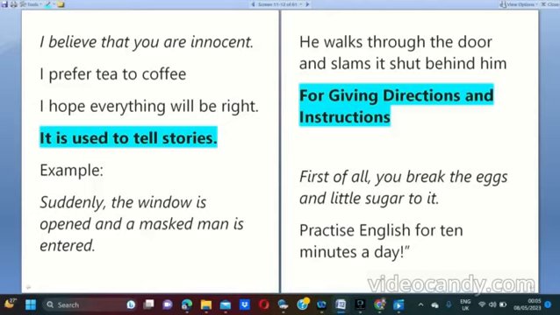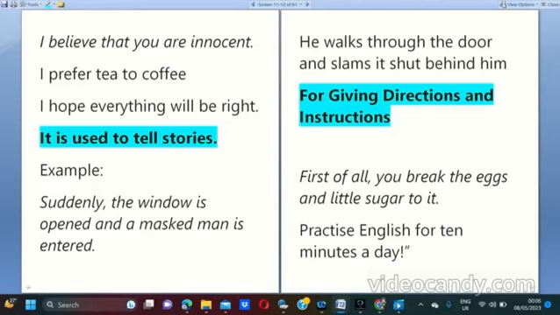Next, simple present tense is used to tell stories also. Suddenly the window opens. The masked man enters. See, these are a few lines of a story, but when you observe these lines, you can see simple present tense. Next, he walks through the door and slams it shut behind him. Here also, a few lines of the story are given in simple present tense. So finally, we can conclude that simple present tense is used to tell stories also.